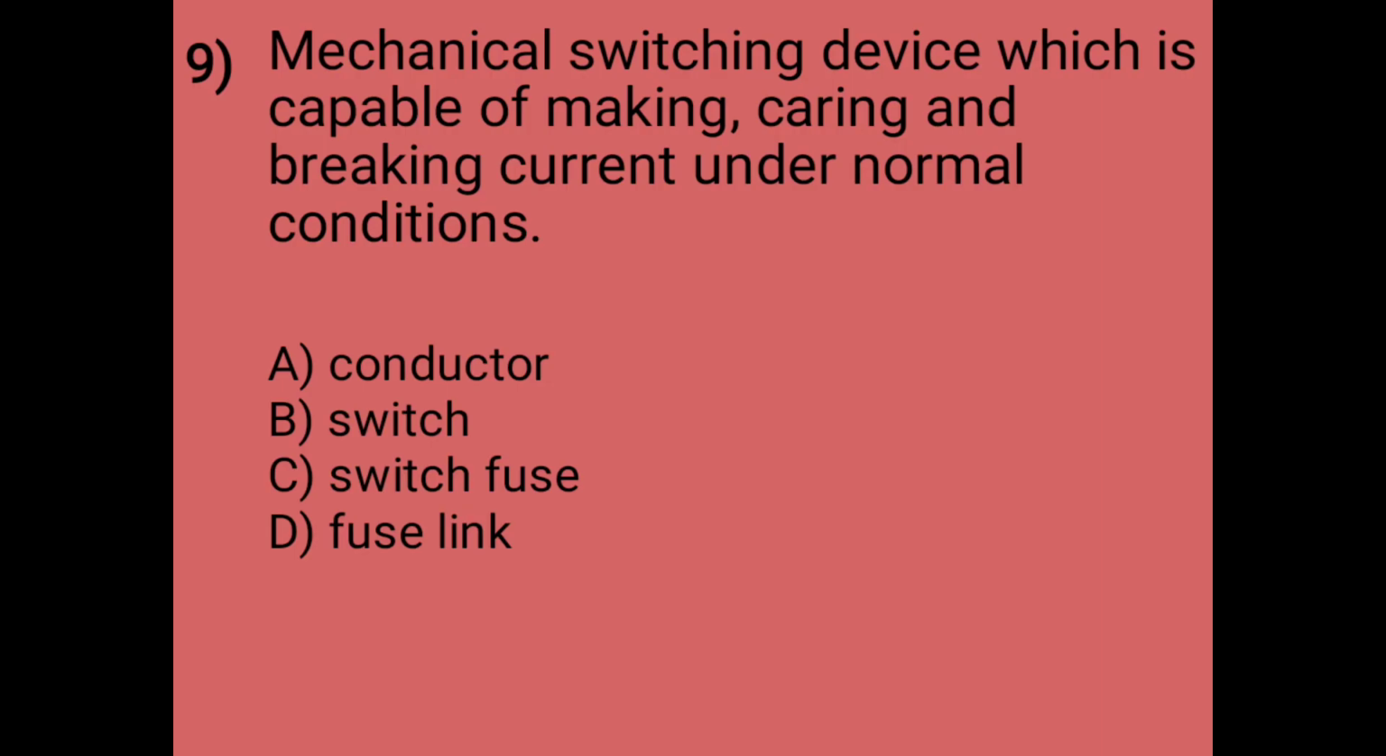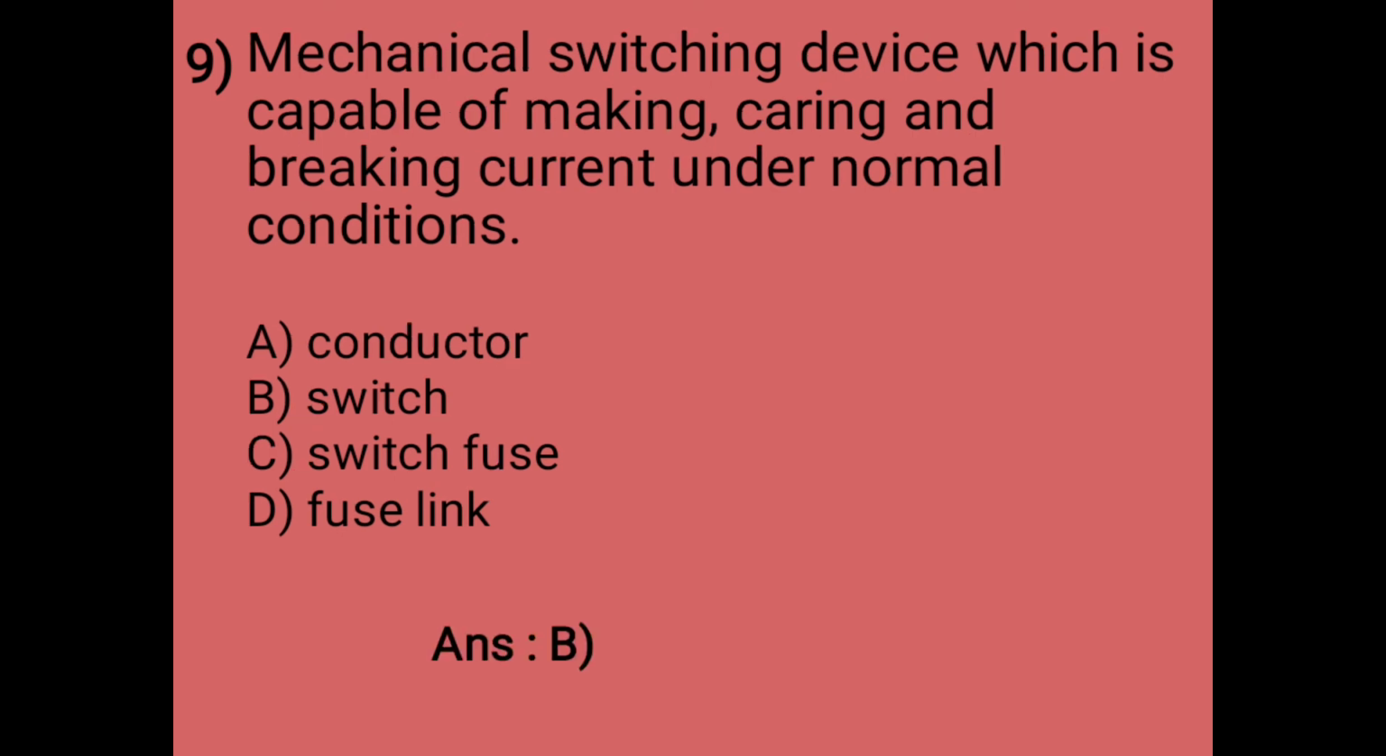Then we see the next MCQ: mechanical switching device which is capable of making, carrying and breaking current under normal condition. So the options are: A is conductor, B is switch, C is switch fuse and D is fuse link. So the correct answer is option B, that is switch. This is the definition of switch, a mechanical switching device which is capable of making, carrying and breaking current under normal condition. Option B is the correct answer.